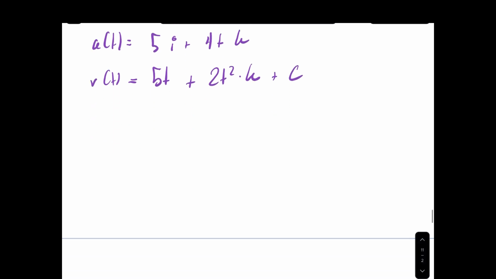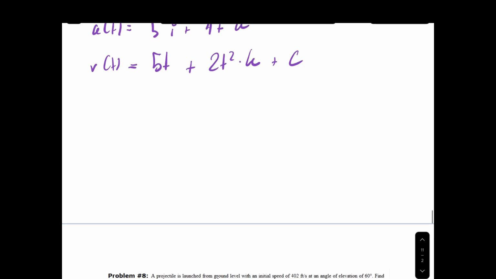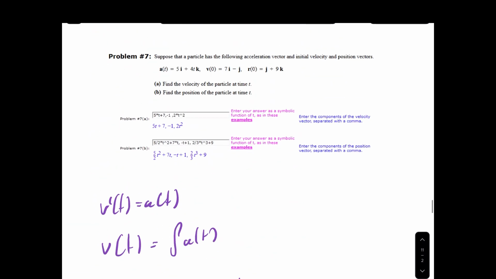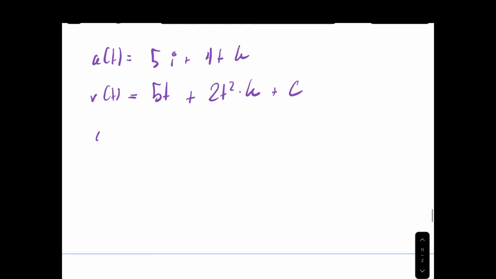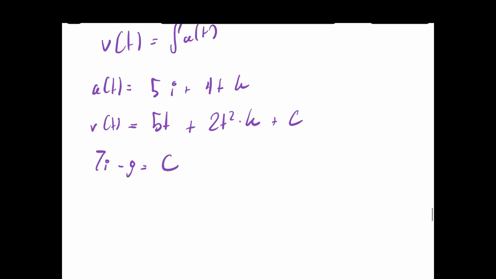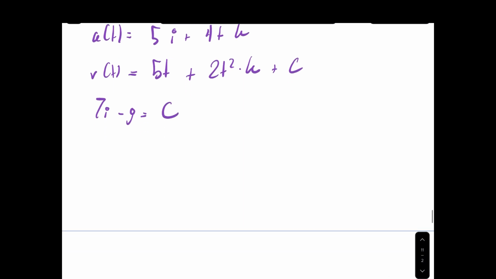This is v at t. And then we're going to have to use our sub. So v at 0 is 7i minus j, and it's all at 0, so this just equals c. And so v at t equals 5t i plus 2t squared k plus 7i minus j.